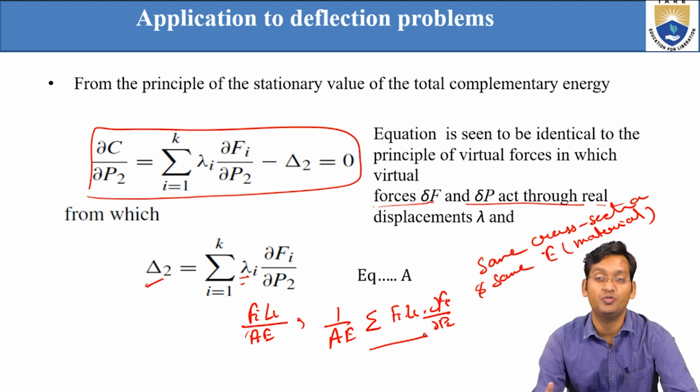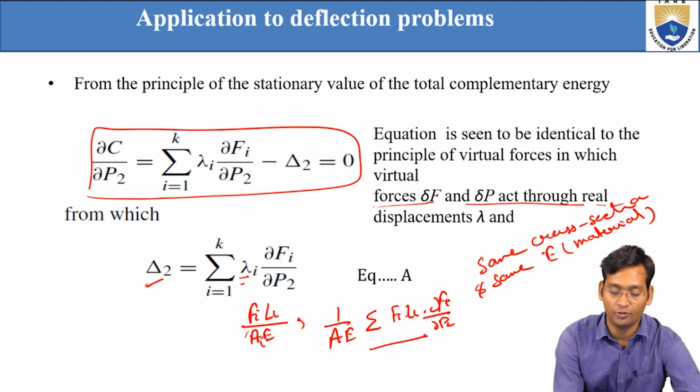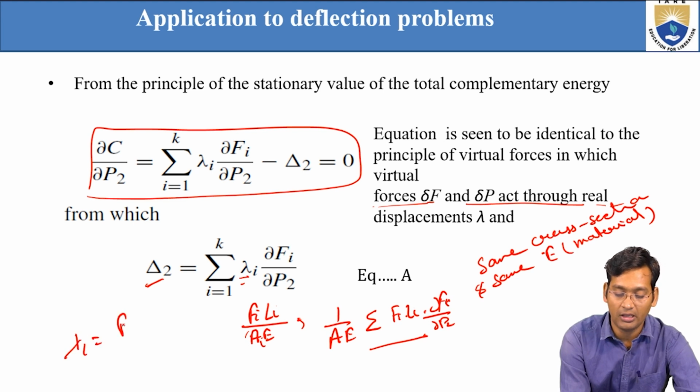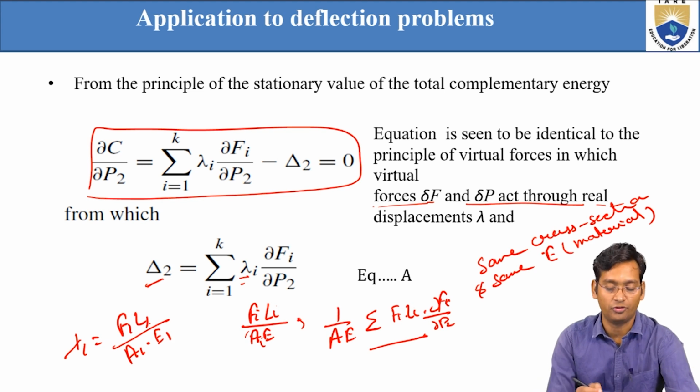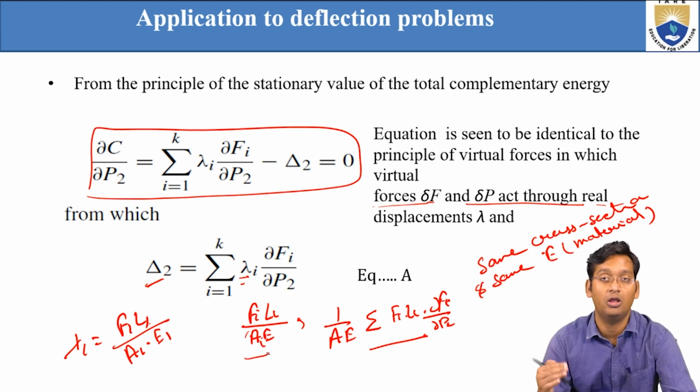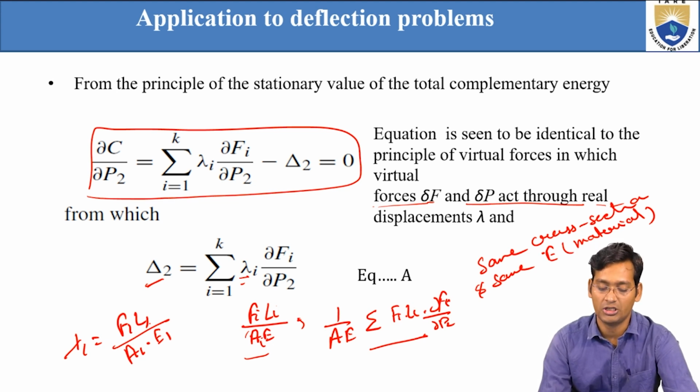If the cross section is different for different members, then again we have to write in terms of AI. For lambda 1, that will be F1 L1, the force in the first member into the length of the first member, divided by the cross-sectional area of the first member into the Young's modulus of elasticity of the first member. If each member has different materials and different cross sections, then you can find it this way.